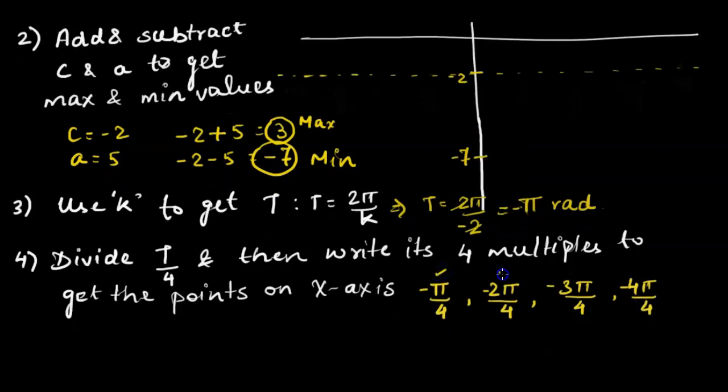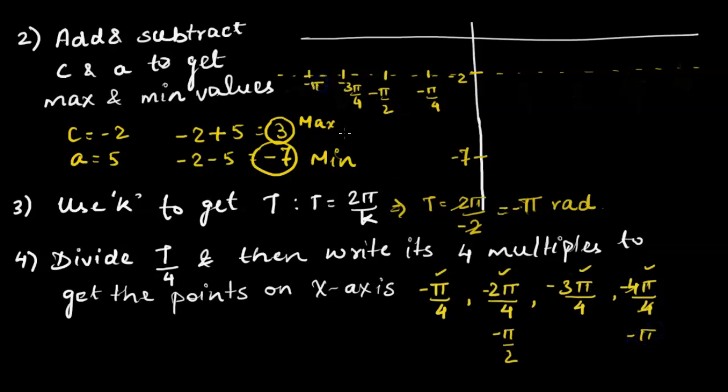We would use these 4 points to mark on the x-axis. Because these are negative points, we mark them on the left side of the x-axis. The first point is negative pi/4. The next point is negative 2pi/4, which when we reduce it to lowest terms gives us negative pi/2. Next is negative 3pi/4. And the next point, when we reduce it, we get negative pi.